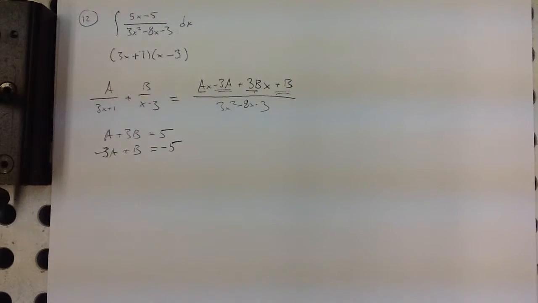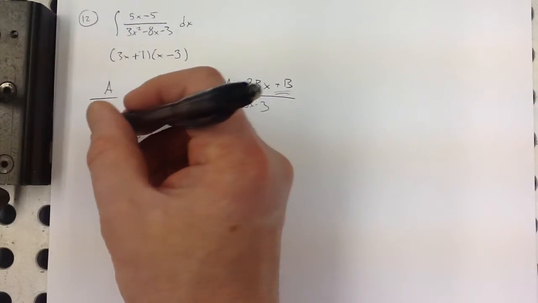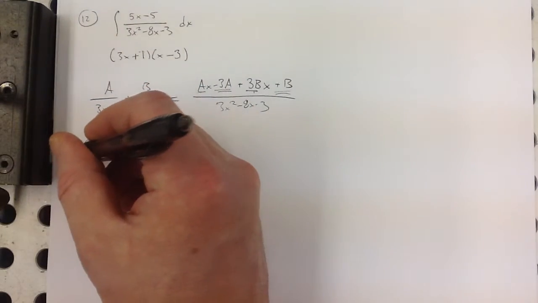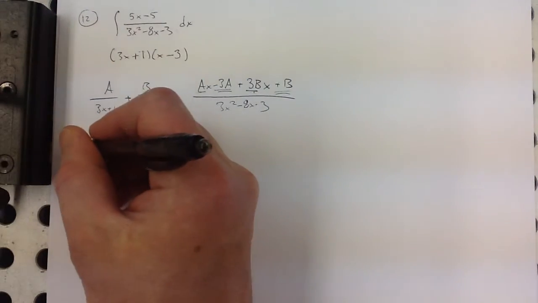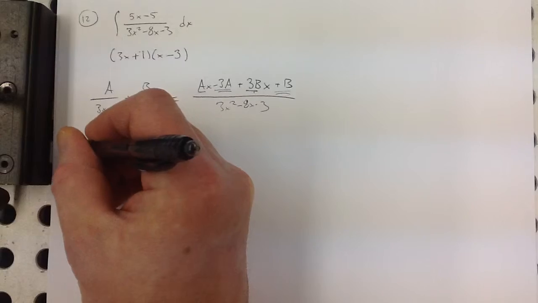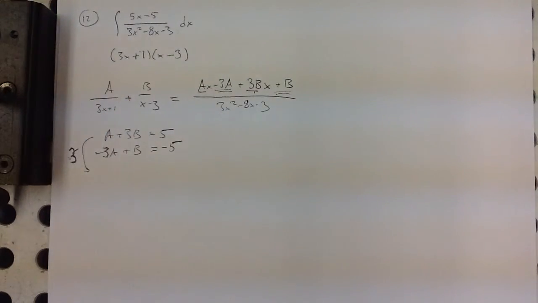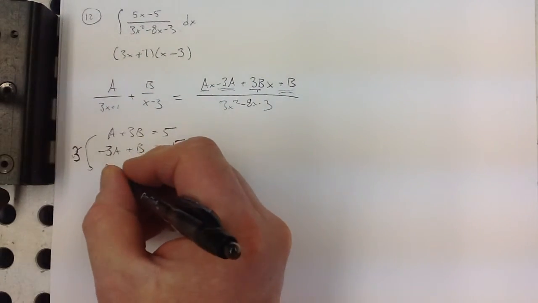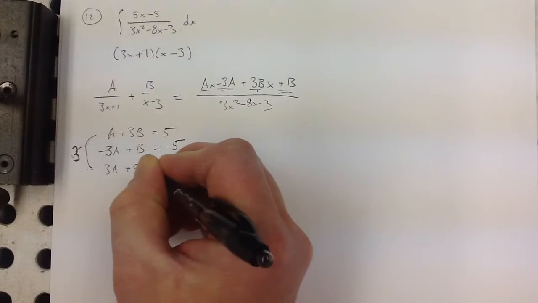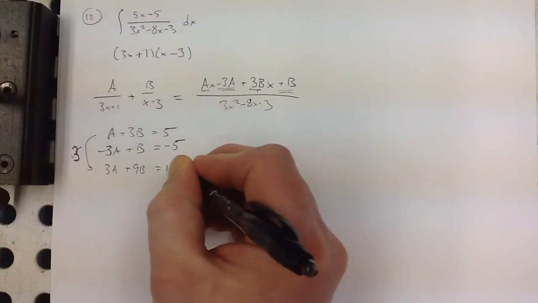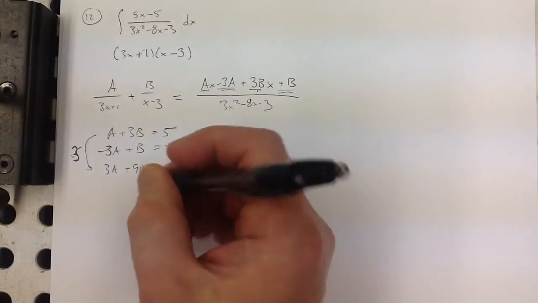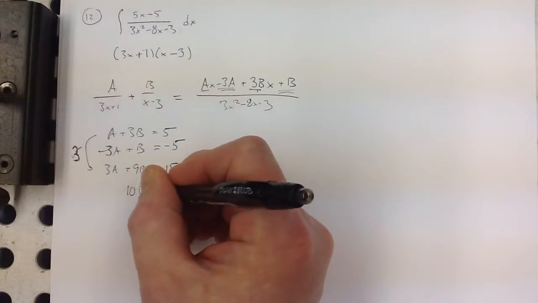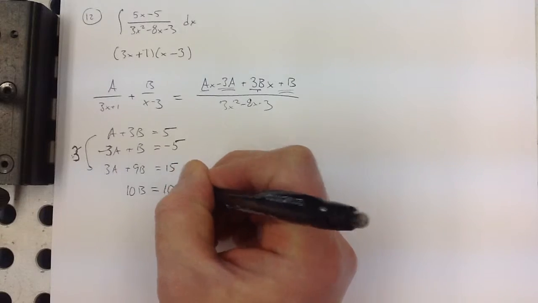Let's see, how do we want to do this? I could take this top equation here and multiply it by 5. Did I say 5? I meant 3. I said 5 and I wrote 5, but I meant 3. So I'm going to multiply by 3, and that turns the top equation into 3a plus 9b equals 15. And then I can add these together, doing some Gaussian elimination.